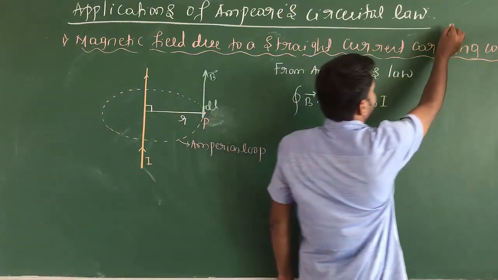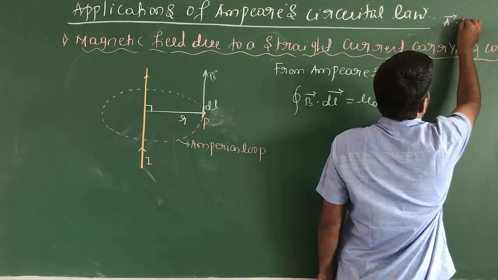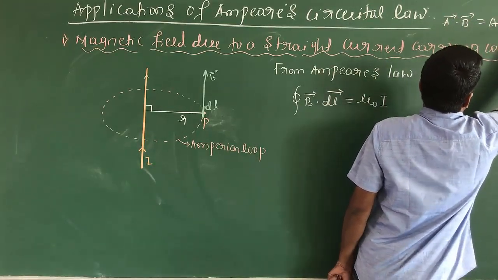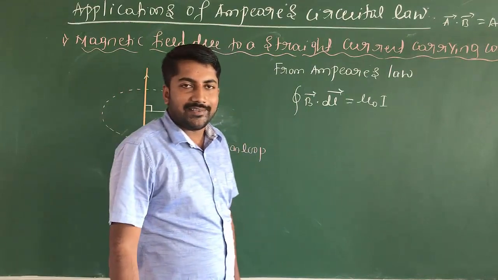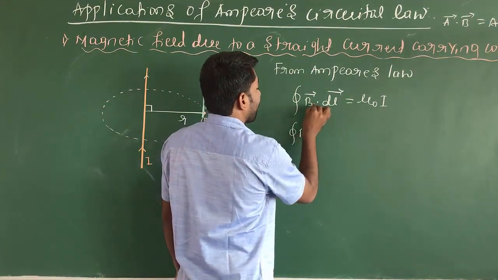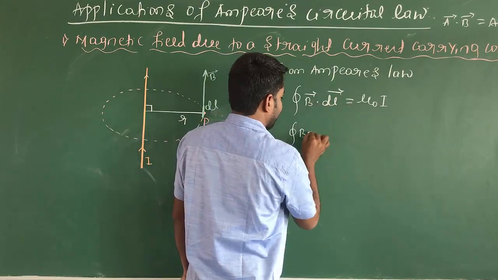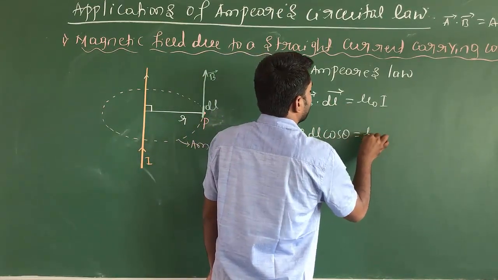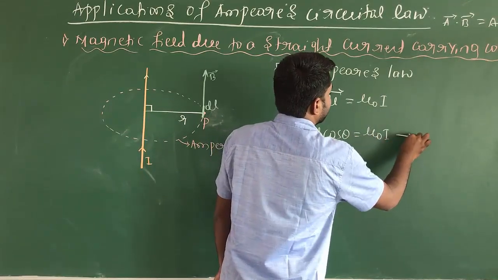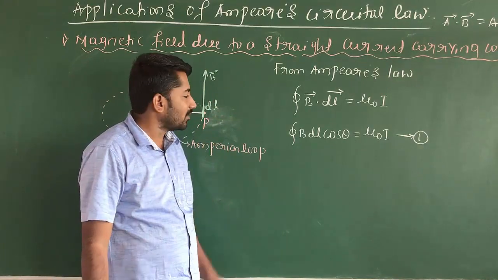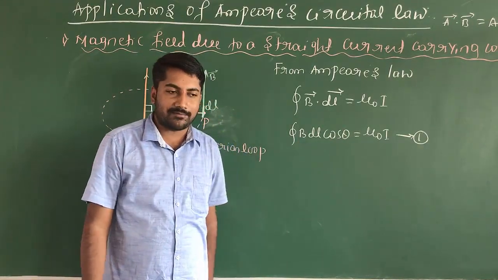We know the formula: vector A dot B is equal to AB cos theta. Then I write this equation. The line integral of vector B dot vector dl is B dl cos theta, which is equal to mu naught into I. This is equation number 1.